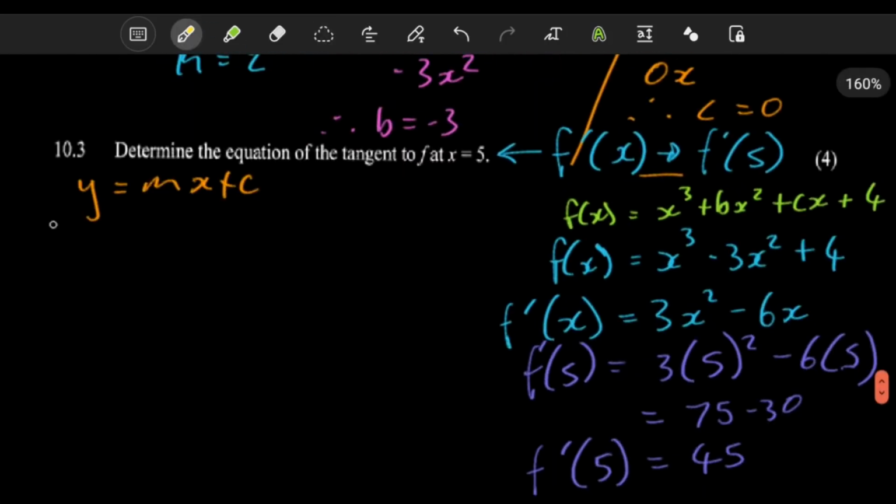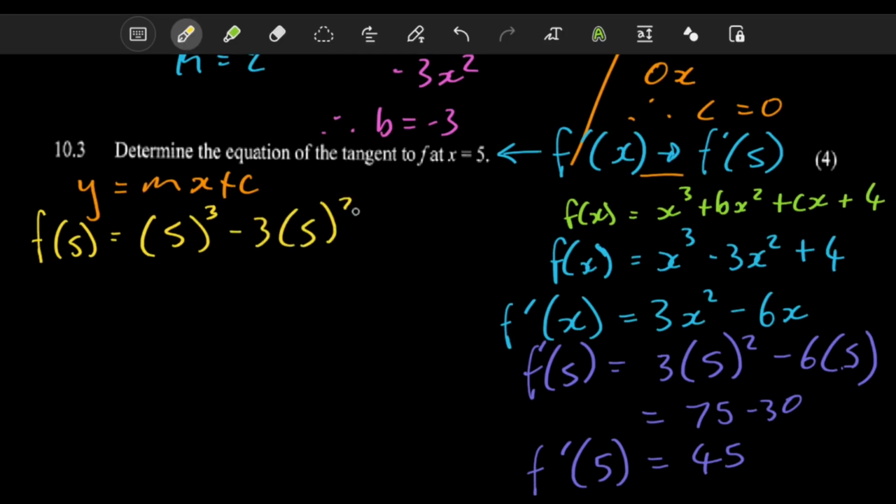In our normal f of x function, we're also going to throw in a 5 because we want to find out what the y value is there. So in our normal f of x function, we're just going to throw a 5 in: 5 cubed, then minus 3 with the 5 squared, plus the 4. All this into the calculator. Let's see what we get. That's 54. So f of 5 is 54.